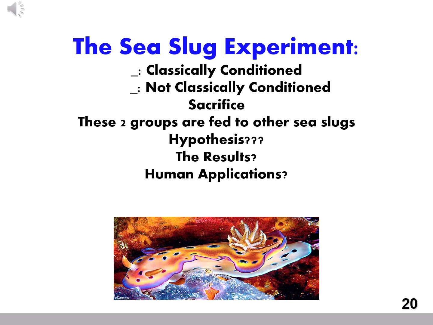Think back, what were the 2 terms for groups that we might apply right here to our 2 groups of sea slugs? I'll pause for a moment. Hopefully you were tempted to say the classically conditioned group or the experimental group, and that would mean the not classically conditioned ones would be the control group. Both groups of sea slugs were then sacrificed, in other words, euthanized, and fed to another group of sea slugs waiting in the wings. Some got the classically conditioned meal, others got the control group meal.